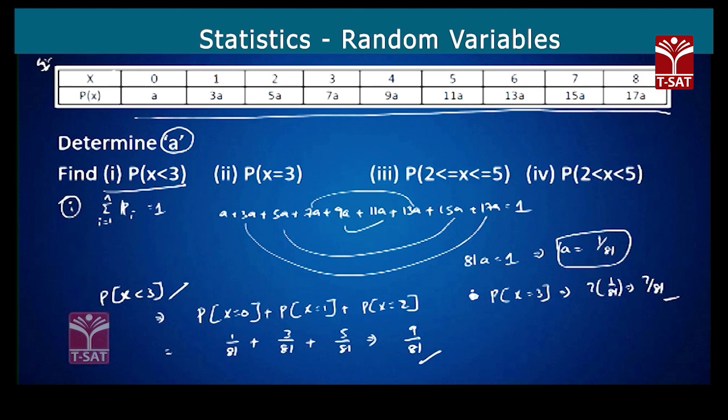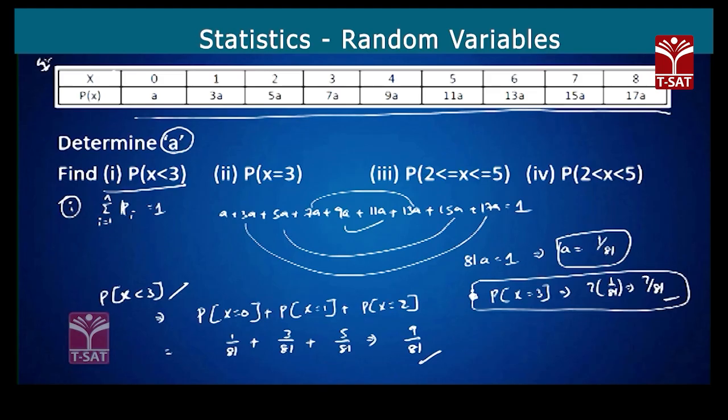So remember this bit, we will discuss this point in the continuous random variable also. So probability at a single point. Here, in discrete random variables, we are able to find the probability at a single point. Whereas in the continuous random variables, we cannot find the probability at a single point. We will discuss that in the continuous random variables topic.